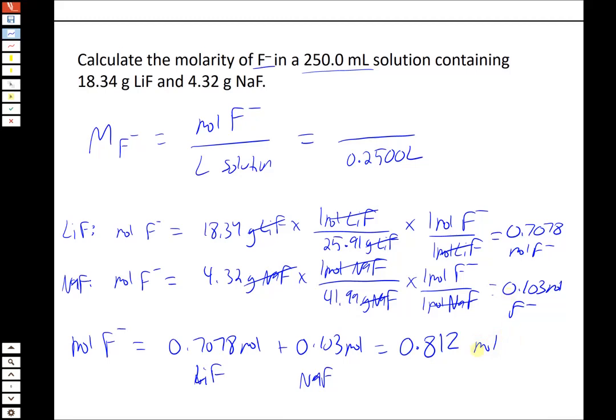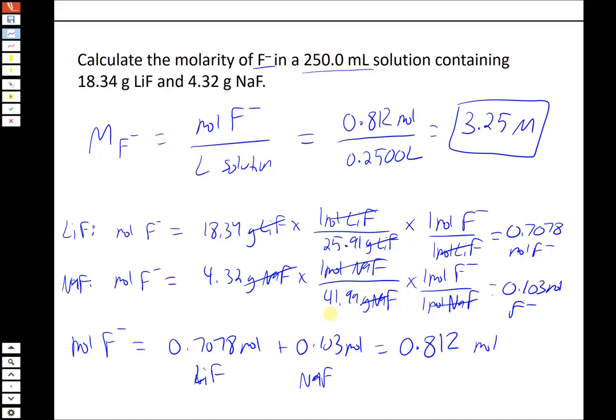Alright, so that's 0.812 moles of fluoride total, so that goes up into here, divided by the volume of the solution, which is 0.25 liters. So what I got was 3.25 capital M molar. Alright, so yeah, I would need to double check my numbers, make sure I didn't mess anything up there, but assuming all the numbers are correct, those are the series of steps you're going to do. You're going to take each of those masses, convert to moles of compound and then moles of ion using the simple conversion, add them together, and divide.